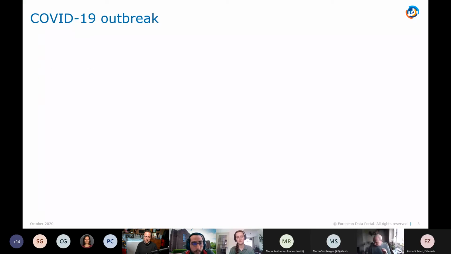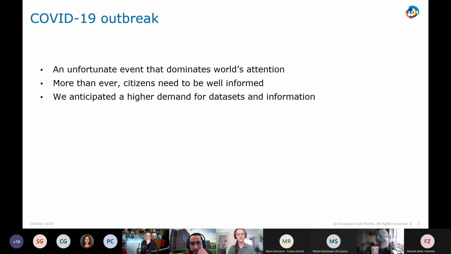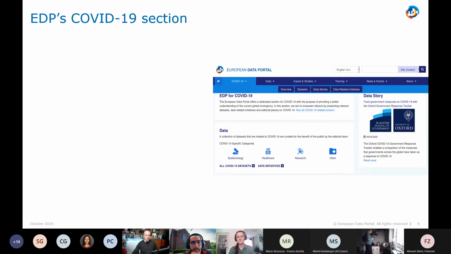So the COVID-19 outbreak, as everyone here knows, is an unfortunate event that dominates the world's attention. More than ever, citizens need to be well informed, and we anticipated in the EDP that there would be a higher demand for data sets and information about COVID-19 and what's happening in Europe about it. So we put ourselves to work and designed and launched a COVID-19 section that you can see on the screenshot there. That's how the homepage of this section looked when it was active.